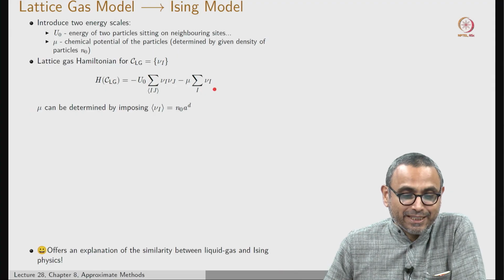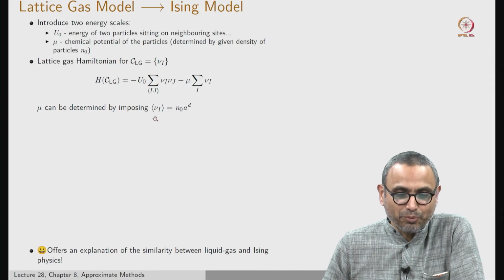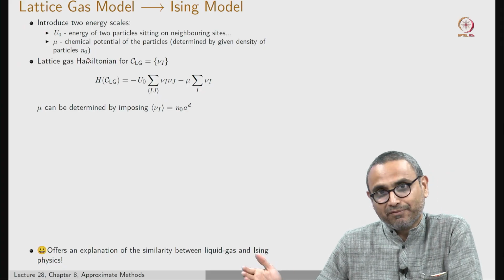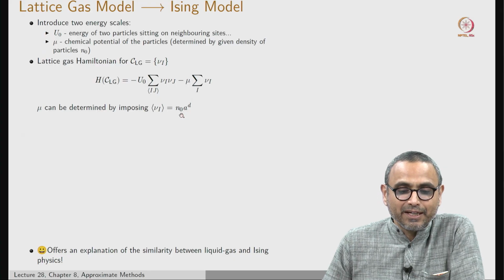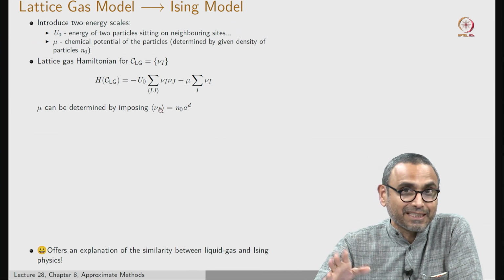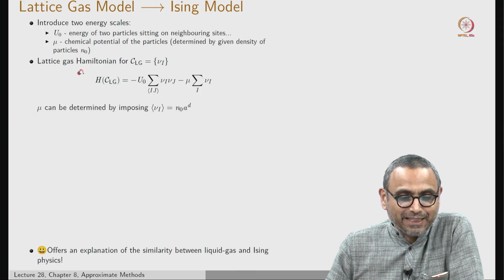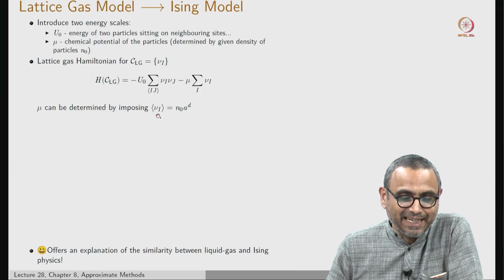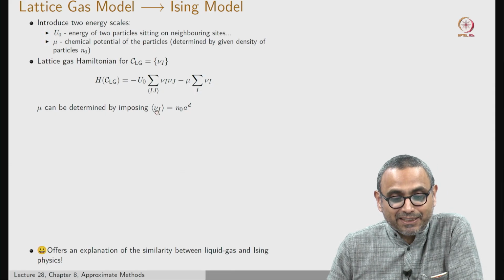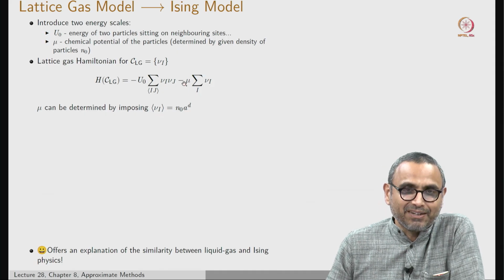So how do I determine mu? I can determine mu by saying that if you give me the density of particles n0, which is what we did when we did the interacting particles model, you would want to get n0 times a to the d, which is the average number of particles per site. So I will compute the average number of particles per site using this Hamiltonian. Let us say I can solve it, and then I will enforce the condition that the average number of particles, nu i, is equal to n0 a to the d, and that will give me an equation for mu which I will be able to solve.